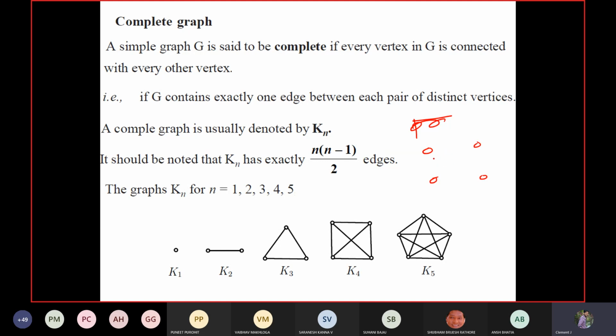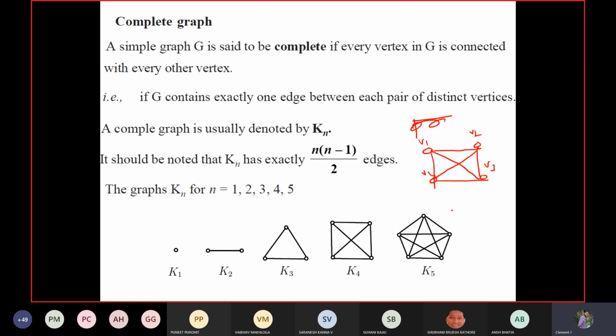So here the complete graph definition says, if I consider this vertex V1, it should have a relation with all the remaining 3 vertices. That means you should have an edge with V2, V3 and then V4. By the way, V2 should have a relation with V1, V3, V4. So I should connect the remaining edges. So this is called complete graph.